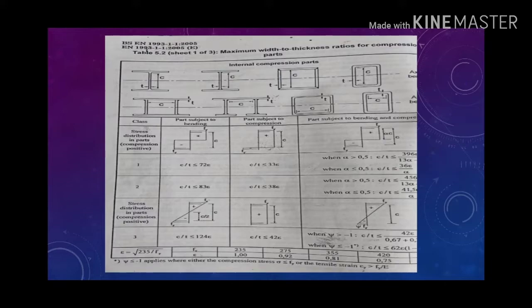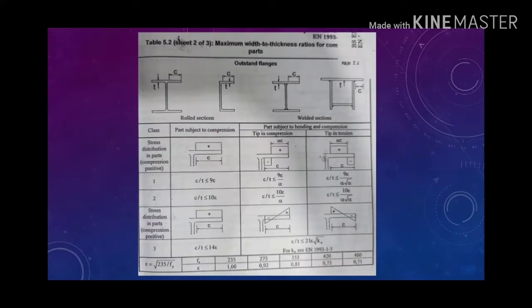So this table, sheet 1, presents how to calculate or check the section of the web. For a beam we use the first column, the second column is used for column checking, and the third column is used for truss checking. Sheet 2 is used to check the flange. We also check the flange on beam, column, rolled and welded sections.